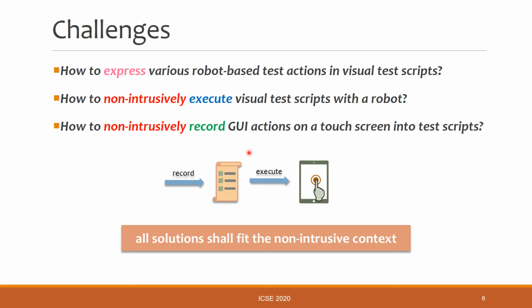Although the insight looks simple, there are still many challenges faced in building such a video script-driven robotic testing system. The first is how to express various robot-based test actions in video test script. The second is how to non-intrusively execute video test scripts with the robot. And the third is how to non-intrusively record GUI actions on a touchscreen into test scripts. Keep in mind that all the solutions should fit the non-intrusive context.